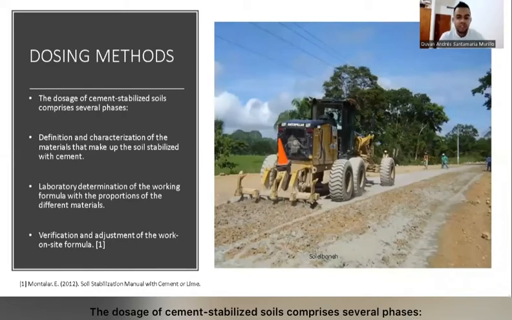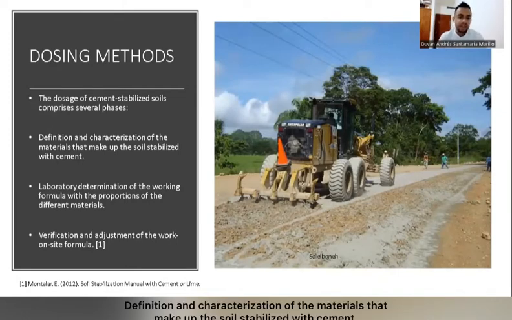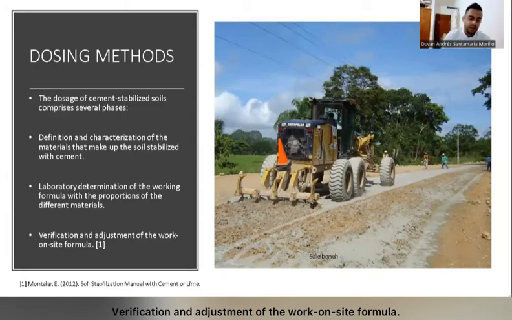The dosage of cement stabilized soil comprises several phases: definition and characterization of the materials that make up the soil stabilized with cement, laboratory determination of the working formula with the proportion of the different materials, and verification and adjustment of the on-site work formula.